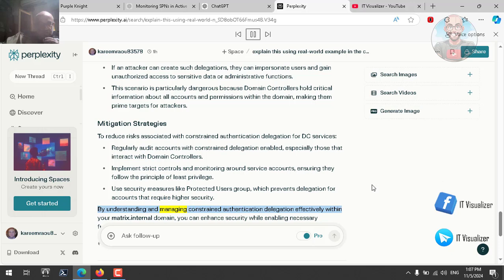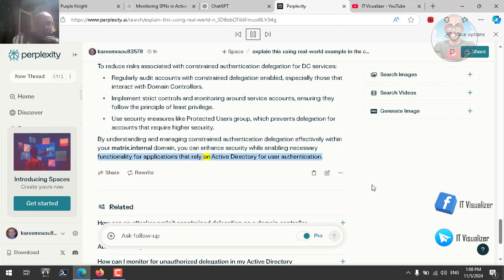By understanding and managing constrained authentication delegation effectively within your Matrix.internal domain, you can enhance security while enabling necessary functionality for applications that rely on Active Directory for user authentication.